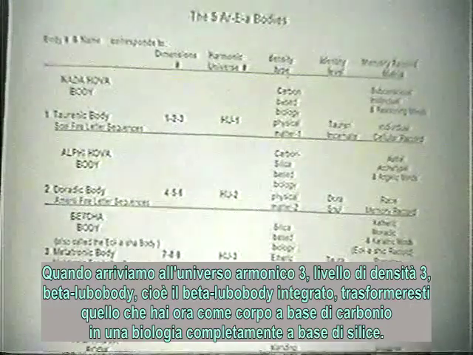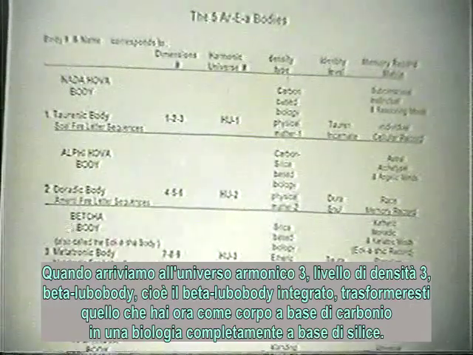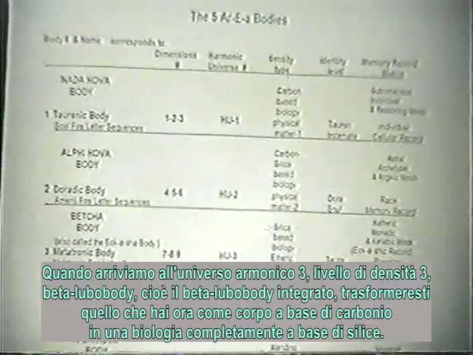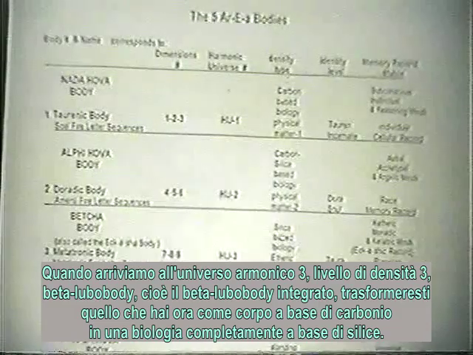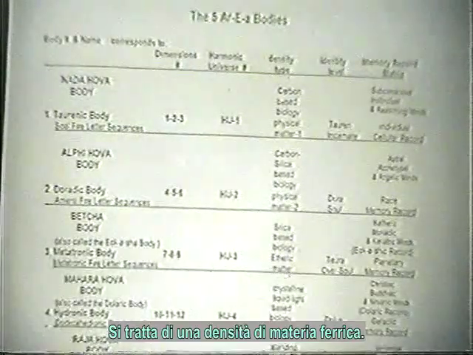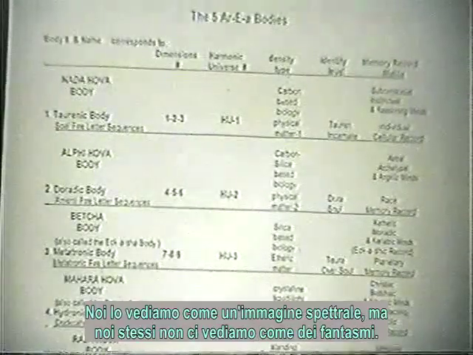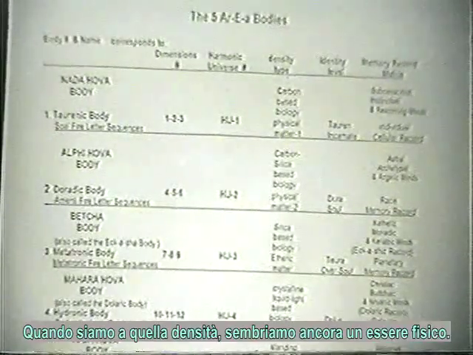Okay? When we get up to harmonic universe 3, density level 3, Beta-Huga body, if you integrated the Beta-Huga body, you would turn what you have now as a carbon-based body into a full silica-based biology. It's etheric matter density. It's what we look at, we see it as ghost images, but we don't look like ghosts to ourselves. When we're in that density, we still look like we're physical.